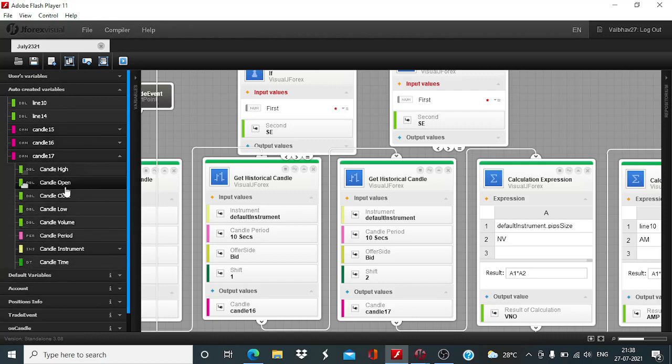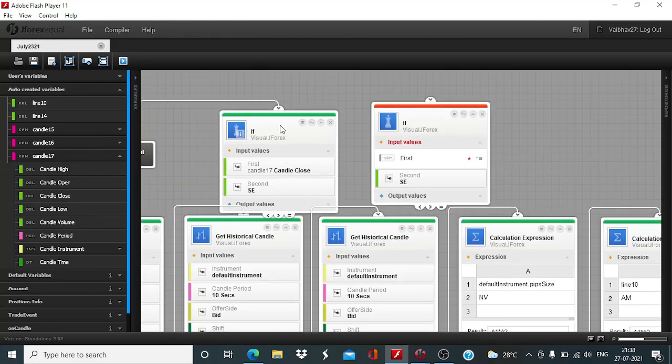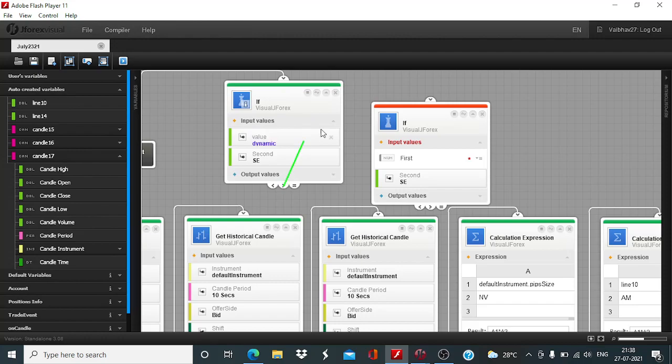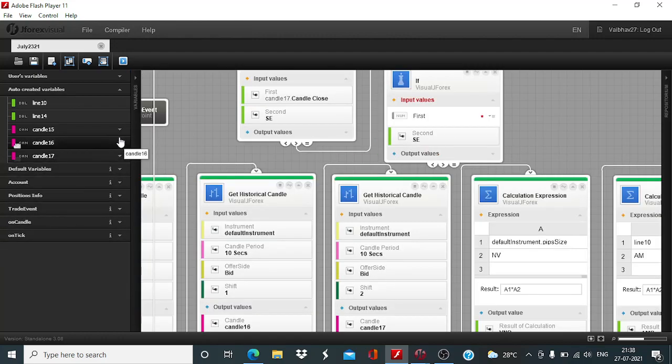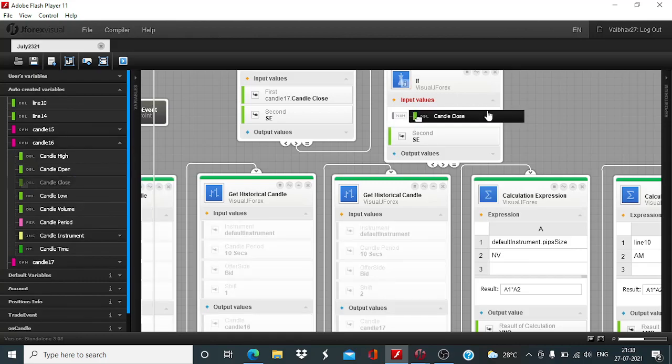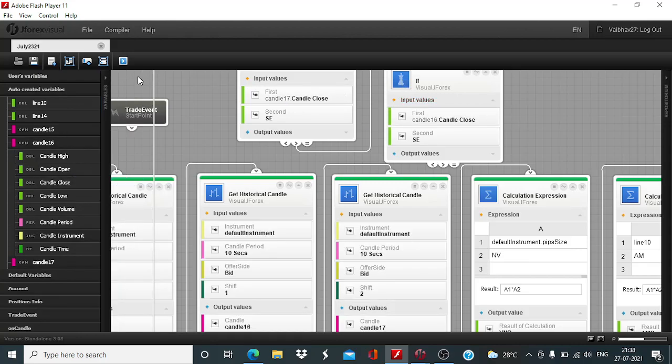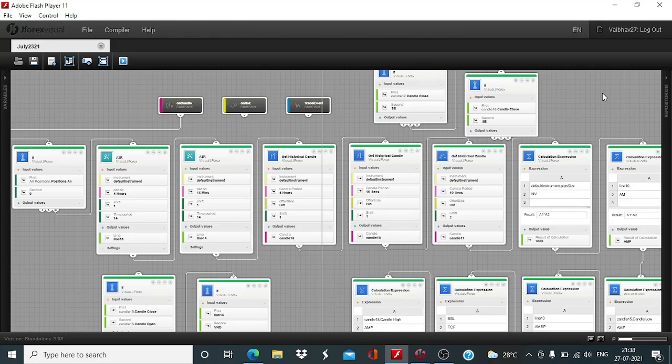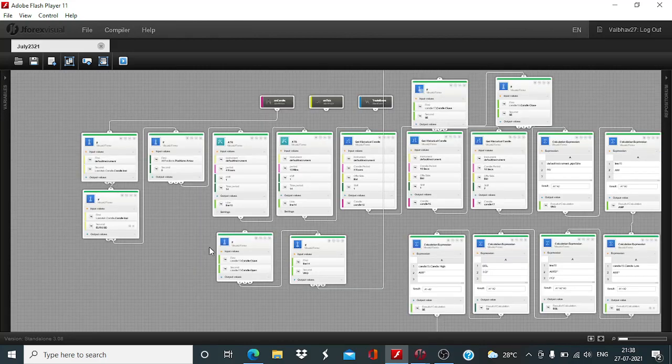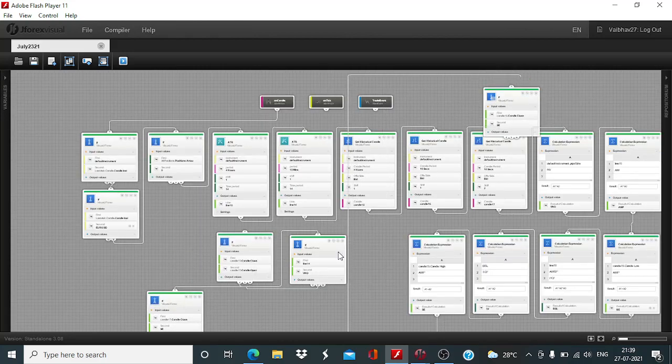So I need candle 17 candle close greater than SE, and candle 16 candle close to be less. So first input will be less than second input.